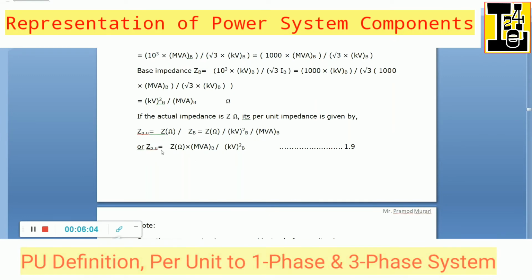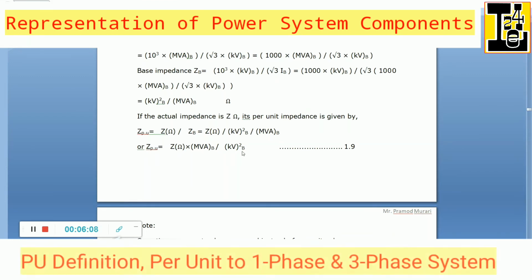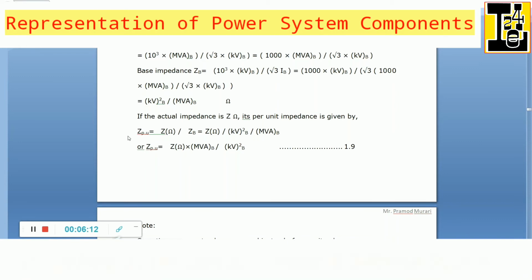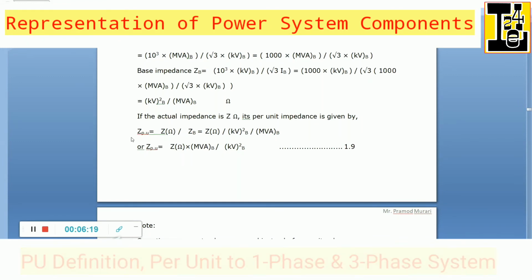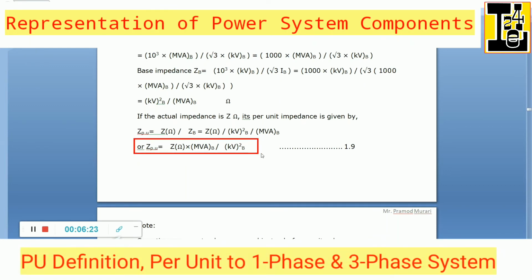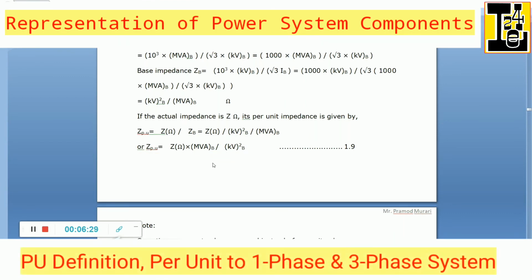If we see the single-phase quantities, there also the expression is the same. Z per unit is equal to Z ohm into MVA base divided by kV base square. While dealing with the three-phase quantities also, the Z per unit will be the same. So please remember this expression, which will be helpful in solving the per unit impedances of any component or any quantity.